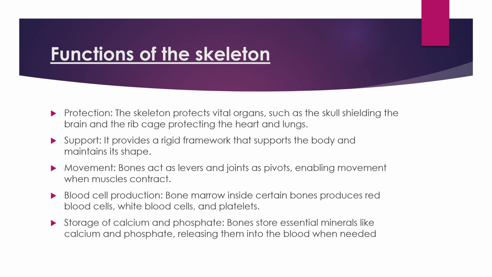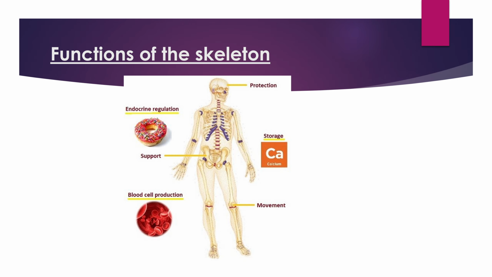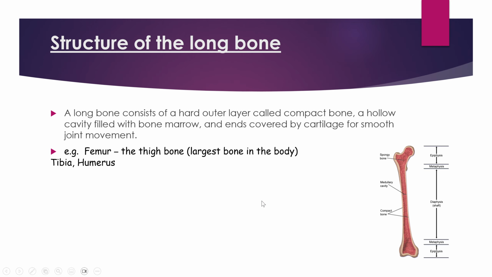Blood cell production: bone marrow inside certain bones produces red blood cells, white blood cells and platelets. Storage of calcium and phosphate: bones store essential minerals like calcium and phosphate, releasing them into the blood when needed. So you've got protection, storage, support, blood cell production, movement.